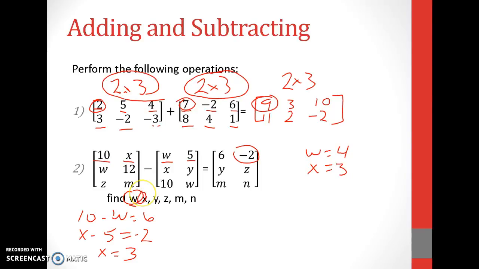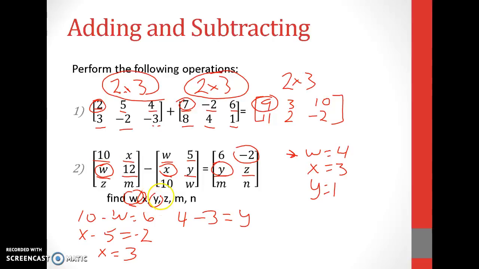Then we need to figure out what y is. Here we have 12 minus y equals z. I can't figure out what that y is yet, but I have another y here that comes from this expression: w minus x equals y. I now know that w is 4 and x is 3. So 4 minus 3 is 1, which means y is 1.